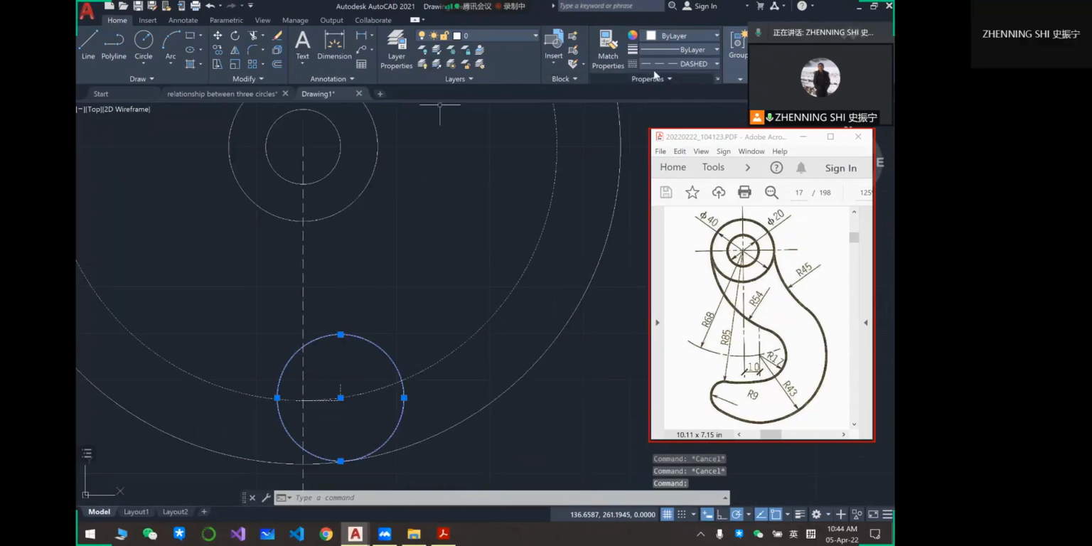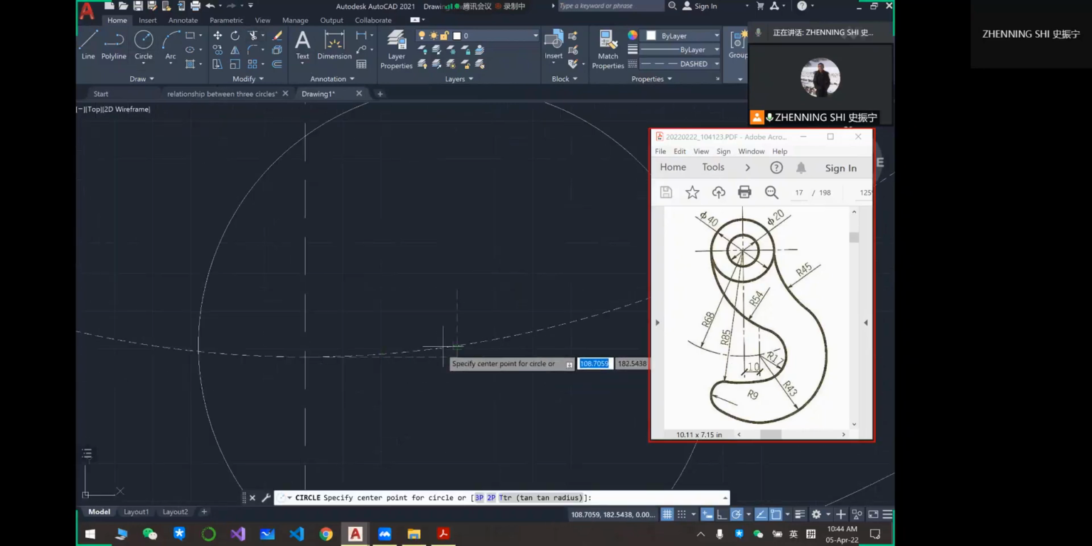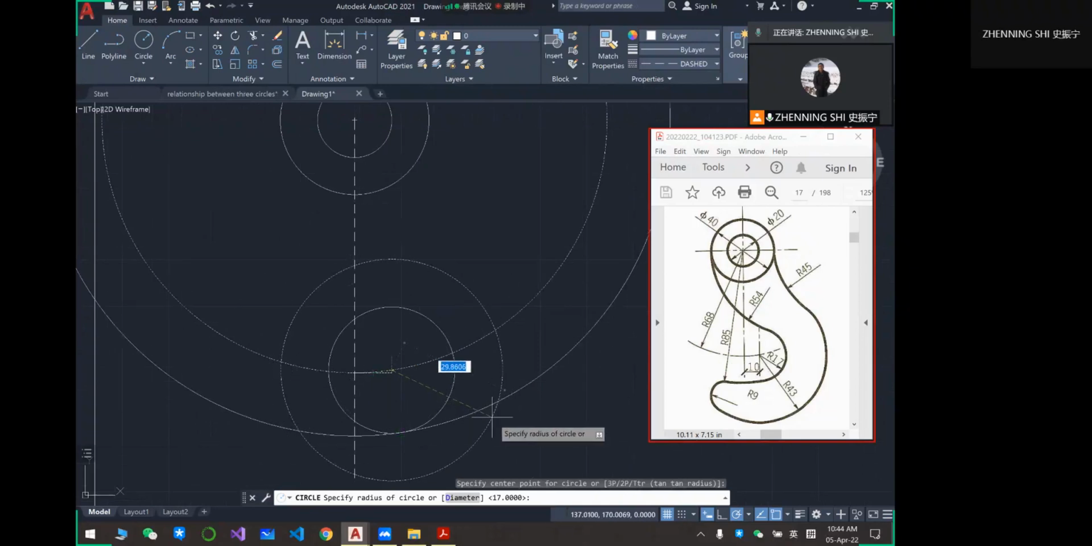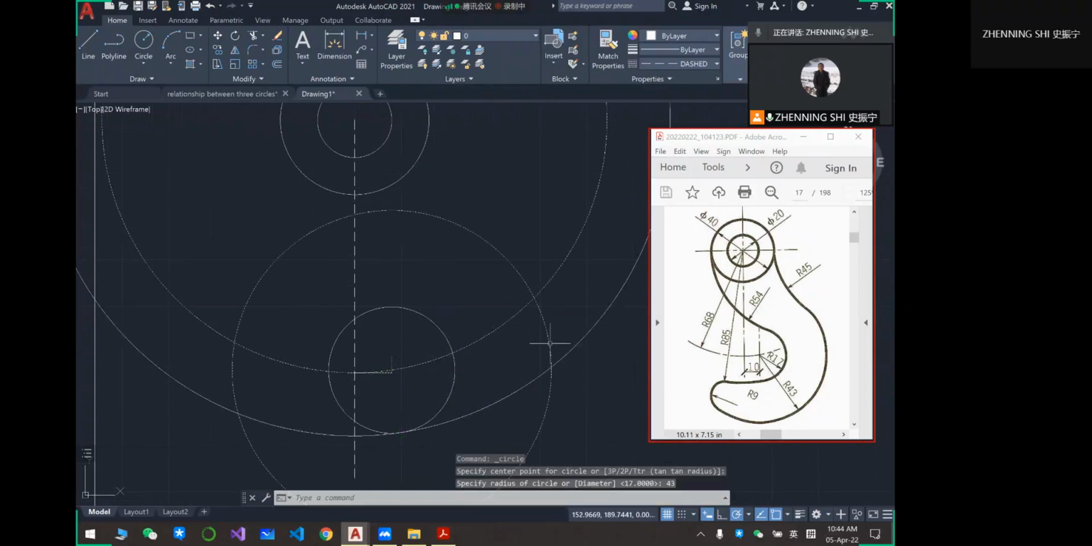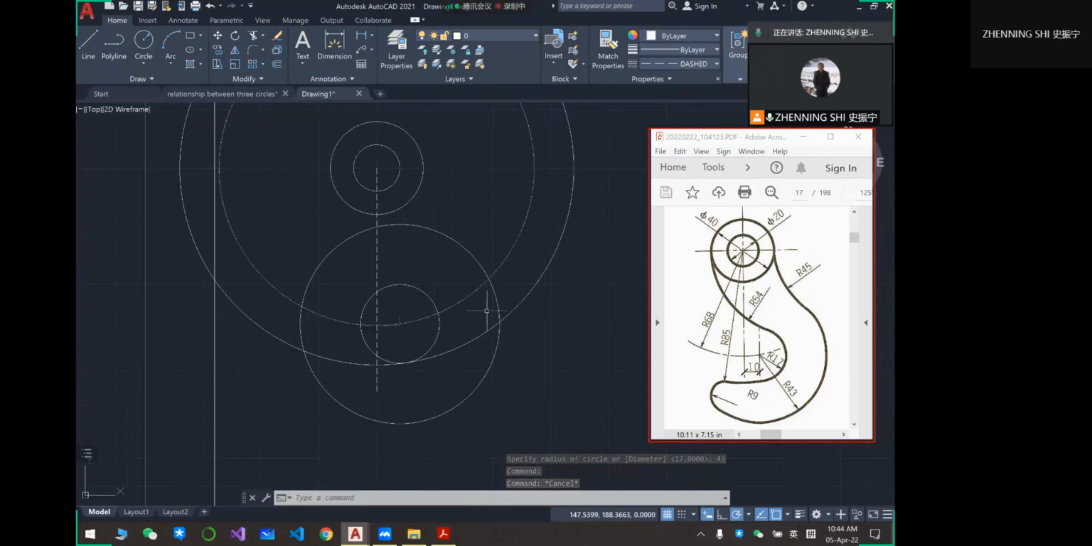Okay, let's change it into the thin line. And now you can get another circle in the R43, the same one, 43. Okay. Now I change it.